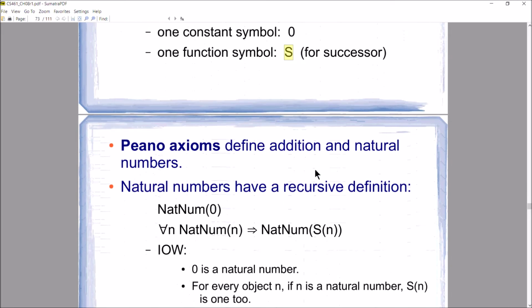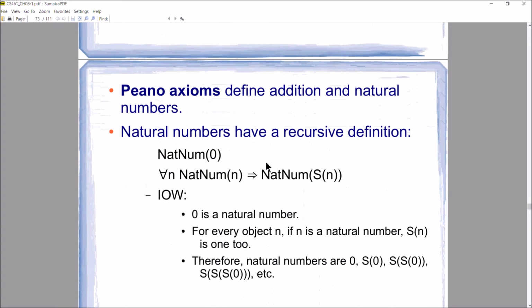All right, so there are these things you don't have to know about, but they're Peano axioms. They define addition in natural numbers. So we can leverage those to further the discussion in the use of first order logic, right? Natural numbers themselves have a recursive definition. So we can start off and assert that 0 is a natural number. 0 is a natural number.